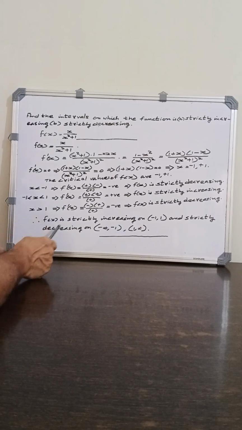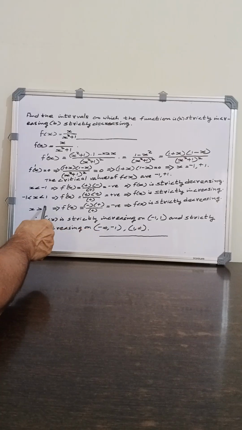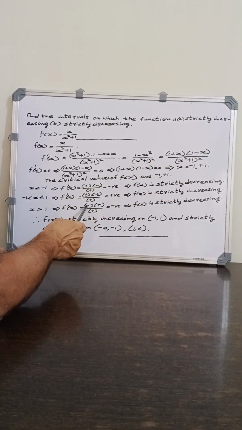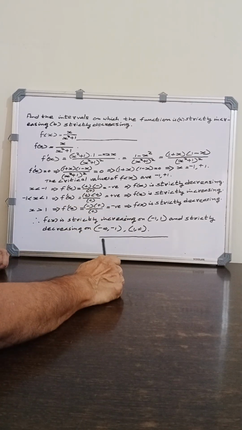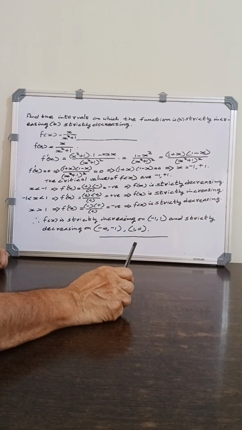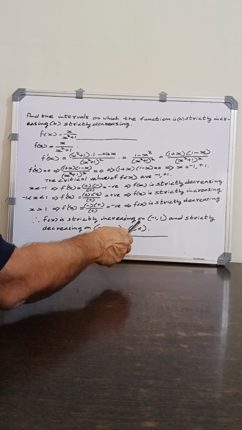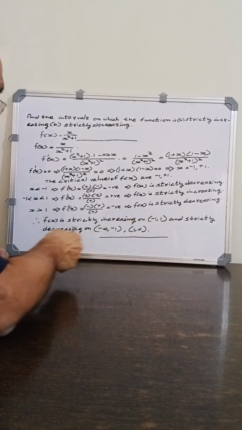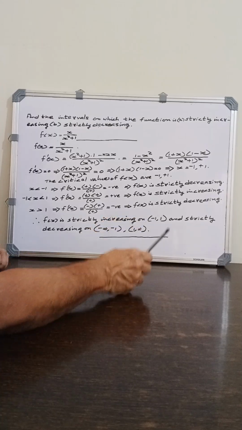For x greater than 1, f dash of x: 1 minus x becomes negative and 1 plus x becomes positive. Negative into positive by positive, that is negative. That is, f of x is strictly decreasing here. Therefore, f of x is strictly increasing on minus 1 to plus 1 and strictly decreasing on minus infinity to minus 1 and 1 to infinity.